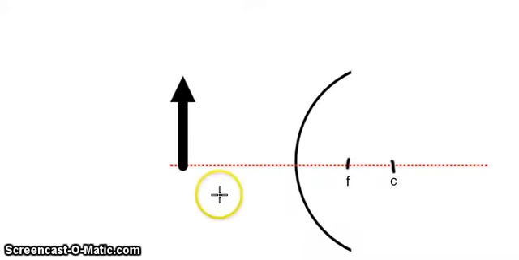Here we've got a diverging mirror situation. This is our object. Here's our mirror. The reflecting side will be on the left side of this mirror. Here's the center of curvature of the mirror on the non-reflecting side, and of course the focal length is exactly half the distance between the mirror and the center of curvature.